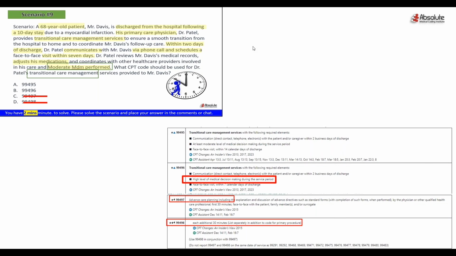And option A, 99495, is satisfying both the criteria, because the face-to-face visit should have happened within 14 days of discharge in option A, 99495, and at least a moderate level of medical decision making should also have taken place. So option A is satisfying both the criteria. Chorus, is that clear? What differentiates option A and B? I hope that concept is clear for you all.